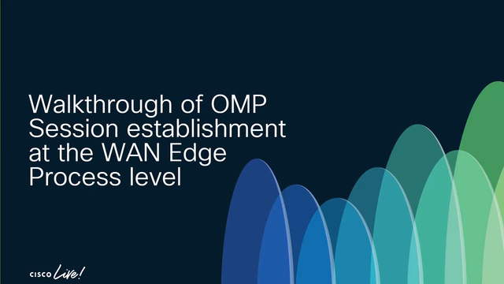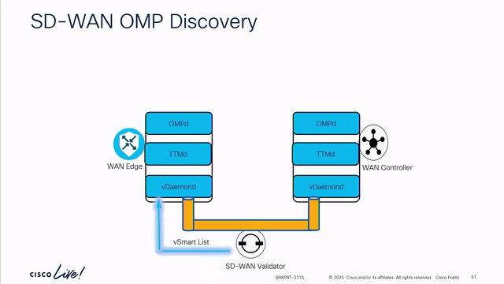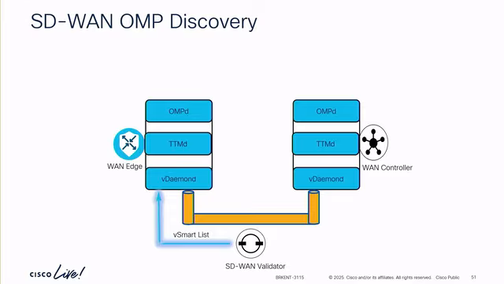So now we're going to talk about how OMP peering discovery is done in terms of the process level on the WAN edge device and the SD-WAN controller. We have many processes running on the SD-WAN controller and the WAN edge device, but I just listed the ones which are very important for OMP peering. So VDaemon, which you probably already know, is the process responsible for establishing the DTLS and TLS tunnel. Once the SD-WAN validator sends the list of controllers along with the core, it is handed over to the VDaemon process. VDaemon will establish the DTLS tunnel with the SD-WAN controller. Once the tunnel is established, information is handed over to the TTM process, that is Tunnel Table Manager.